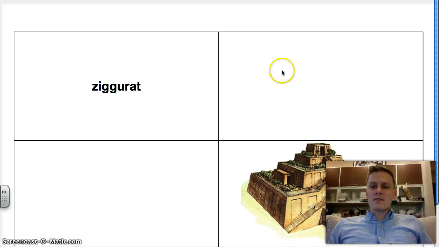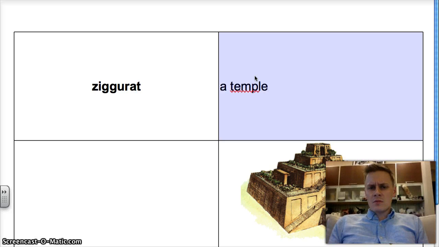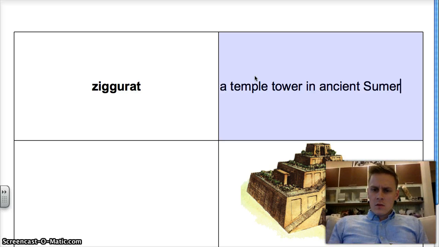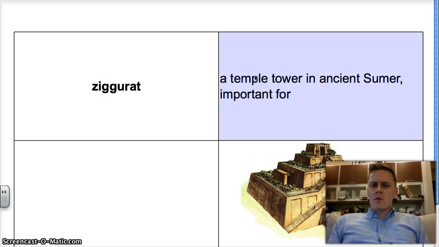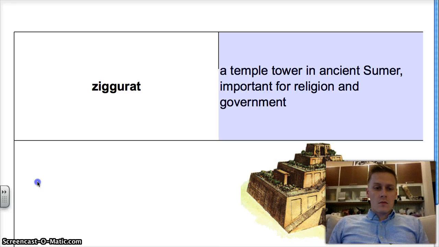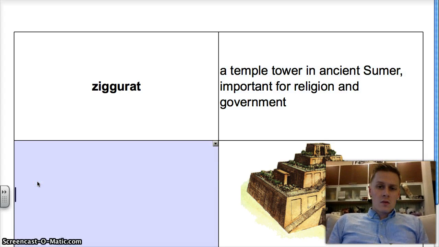All right, next up we have ziggurat. Ziggurat was a temple tower in ancient Sumer. I'm going to put important for religion and government. It was the place where they believed the gods lived. It was also very important for government, which we will discuss.